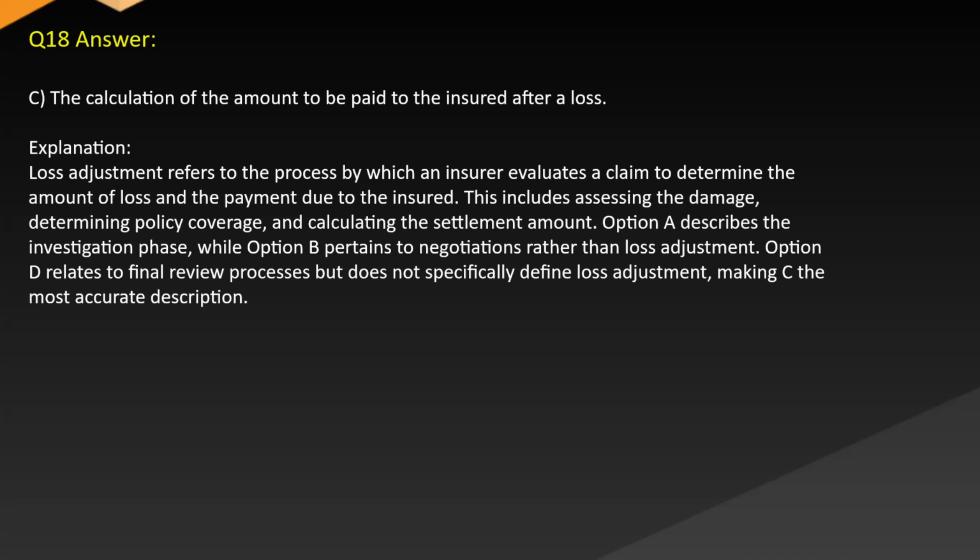Answer: C. The calculation of the amount to be paid to the insured after a loss. Explanation: loss adjustment refers to the process by which an insurer evaluates a claim to determine the amount of loss and the payment due to the insured. This includes assessing the damage, determining policy coverage, and calculating the settlement amount. Option A describes the investigation phase, while option B pertains to negotiations rather than loss adjustment. Option D relates to final review processes, but does not specifically define loss adjustment, making C the most accurate description.